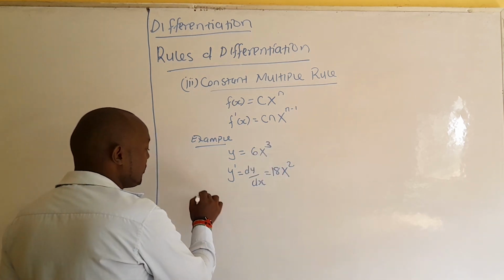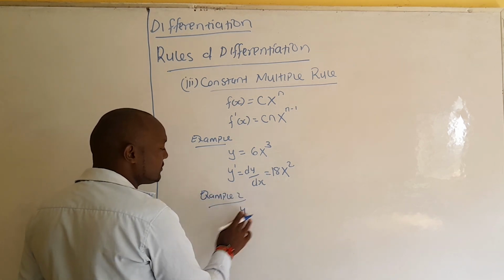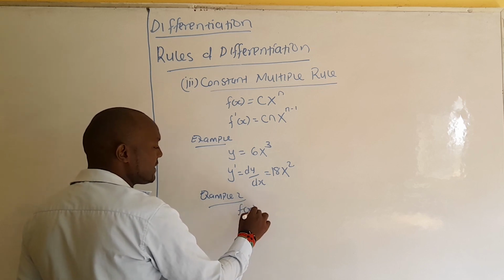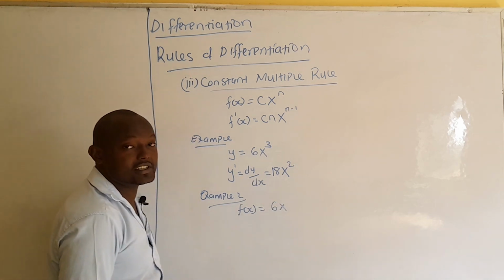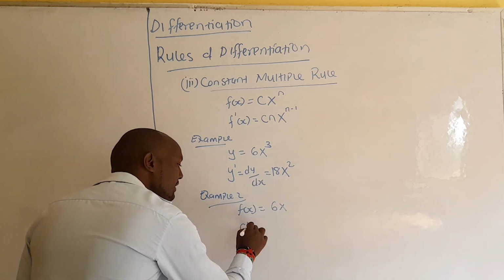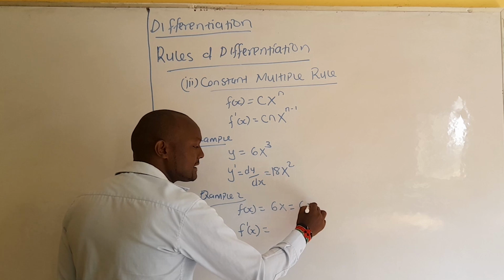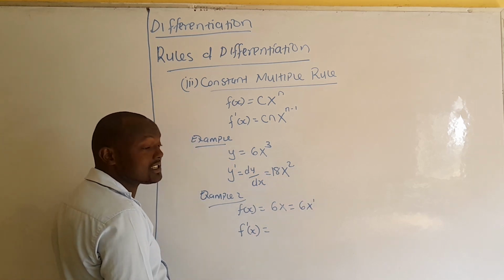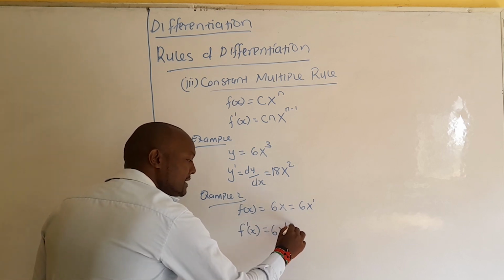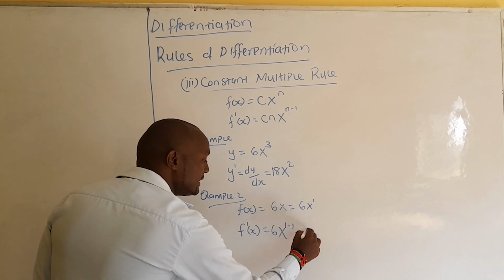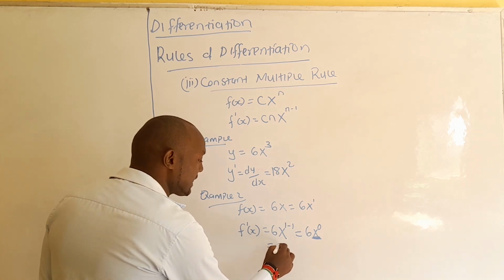Maybe we can take another example, example 2. If you are given y, or let me use this time f of x, a function of x is 6x. You have to differentiate that again. So the first derivative, how do we differentiate this? Remember, this is the same as 6x to power 1. If you differentiate this, you bring this 1 here, so you have 6x to power 1 minus 1, where we will have 6x to power 0. And we know any number raised to power 0 is equal to 1. So automatically you get 6.